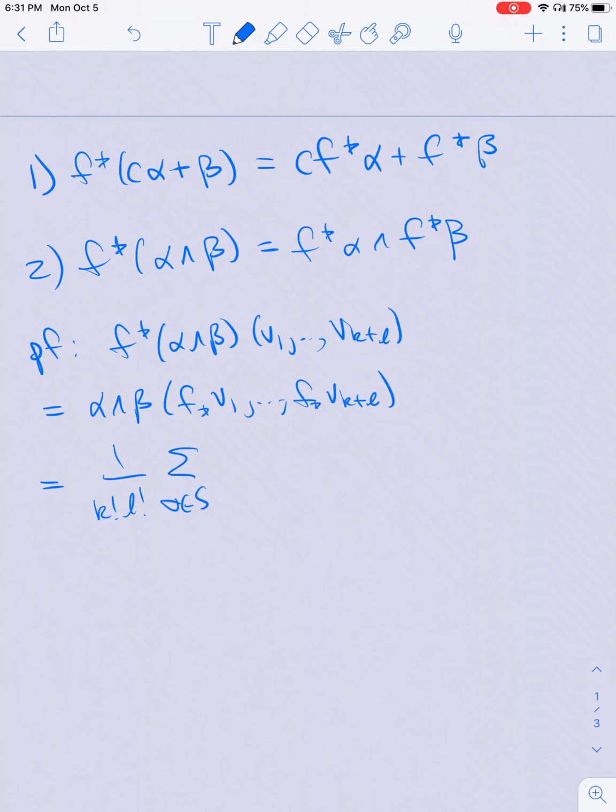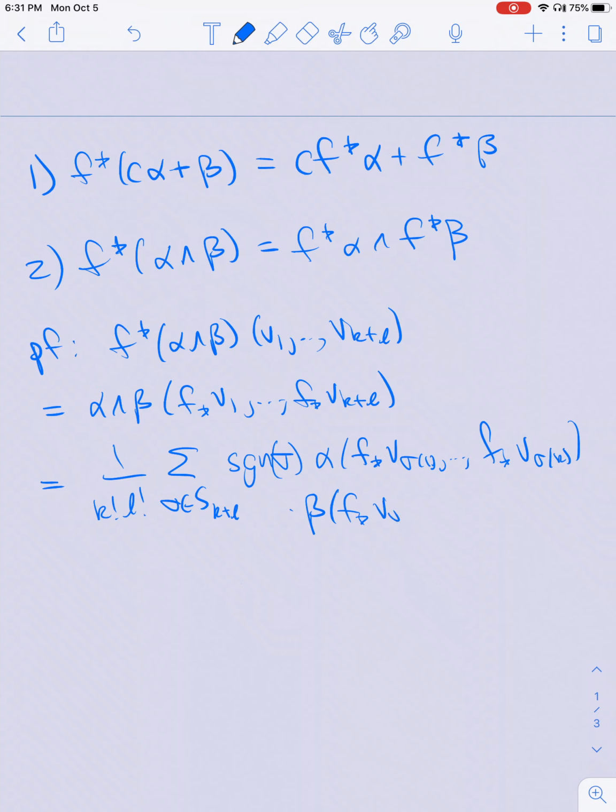sum over sigma in S(k+l), sign of sigma, alpha of f push forward v sigma(1) through f push forward v sigma(k), times beta of f push forward v sigma(k+1) through f push forward v sigma(k+l).